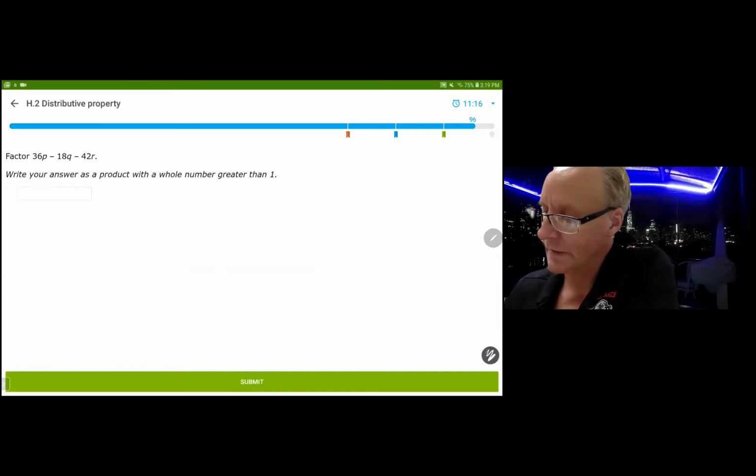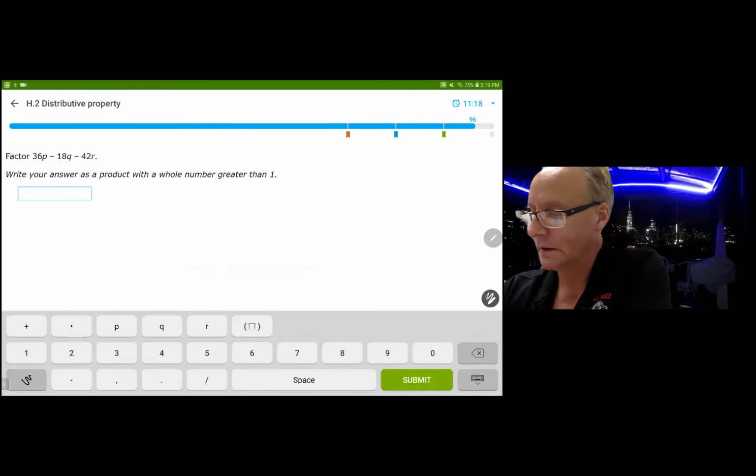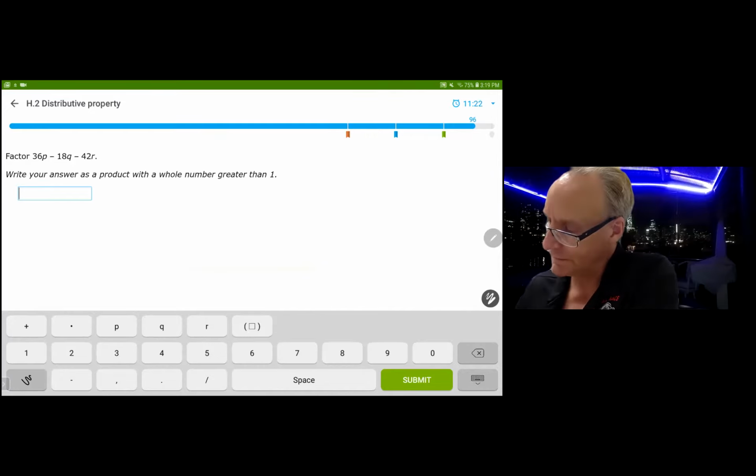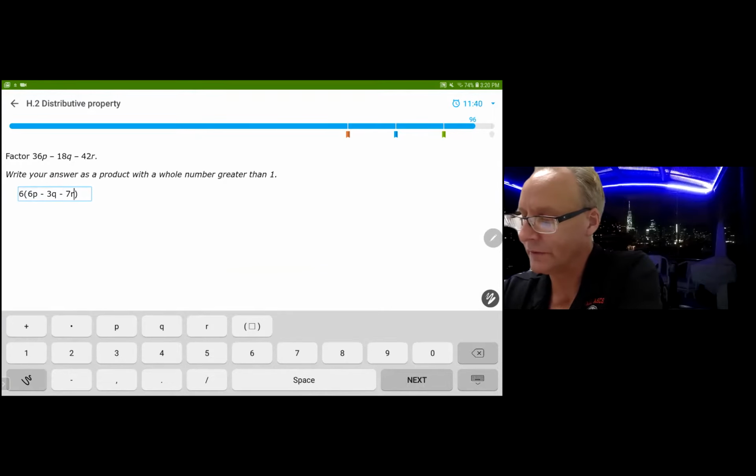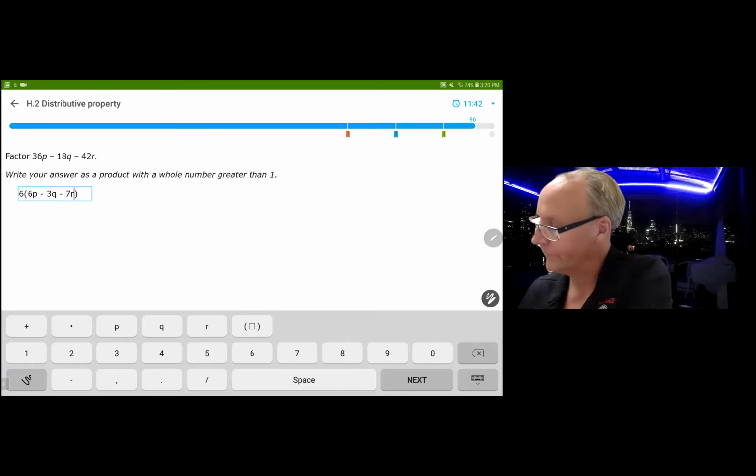Now we're going to factor out, this time it looks like a 2, nope, a 6. Take out the 6, and we've got a 6p and a 3q and a 7r. And I factored a 6 out of every term.